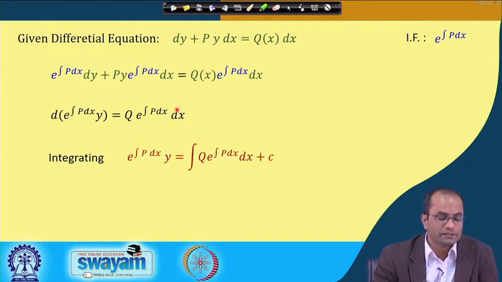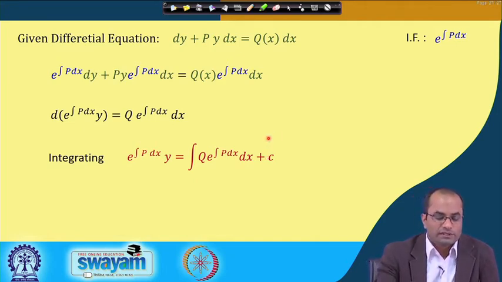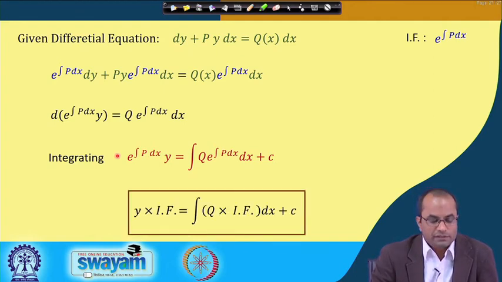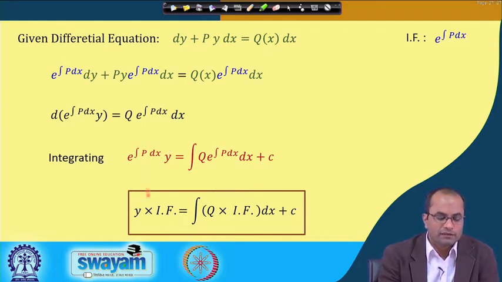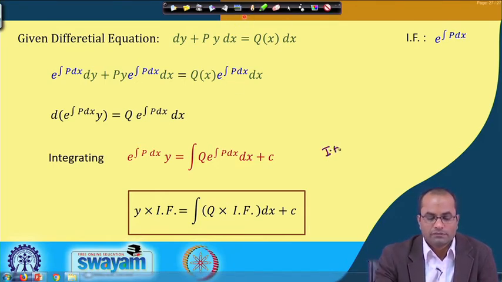While integrating, on the left-hand side we get e to the power of the integral of p dx times y only, and on the right-hand side we integrate q times this integrating factor dx, plus a constant of integration. This is eventually the solution of the given linear differential equation. To make it easy to remember, we write it as y multiplied by the integrating factor, which we have to evaluate. And what is the integrating factor? The integrating factor is nothing but the exponential of the integral of p dx.